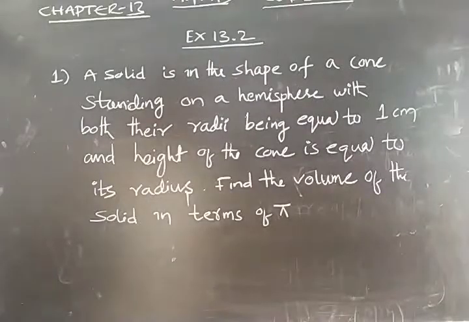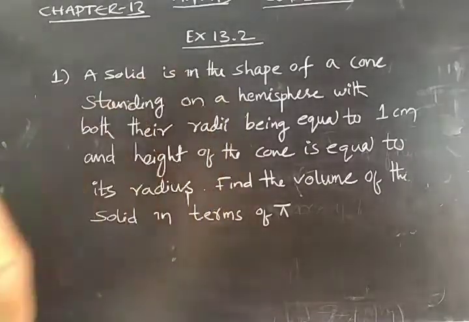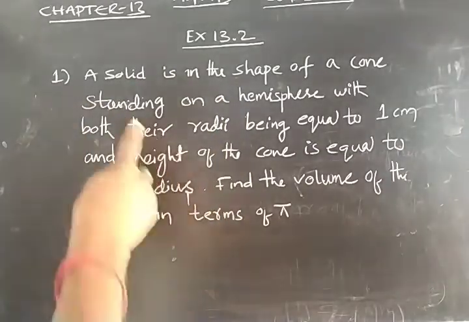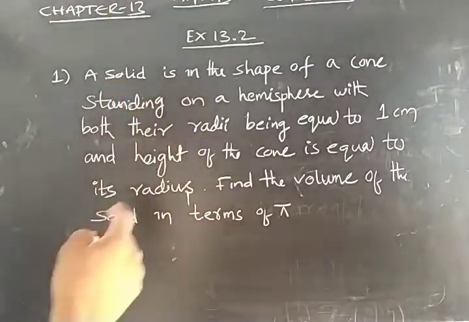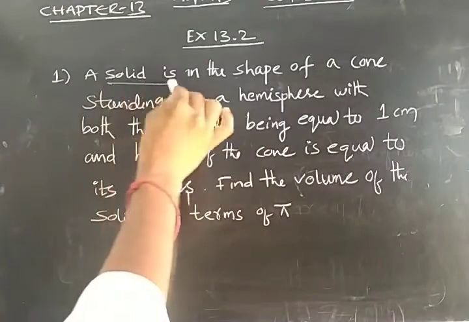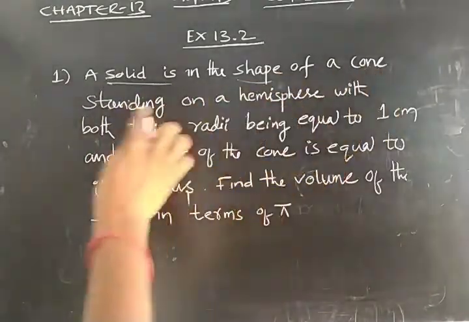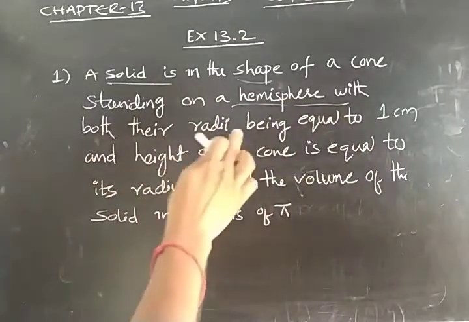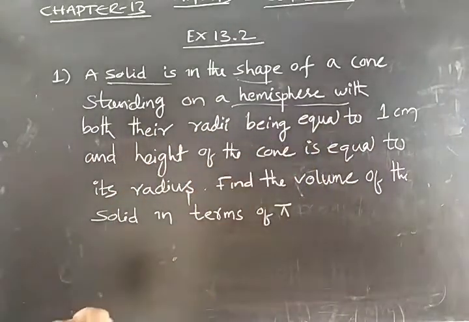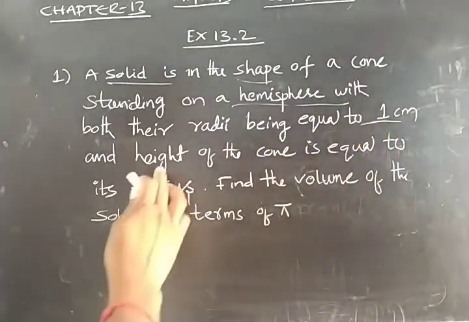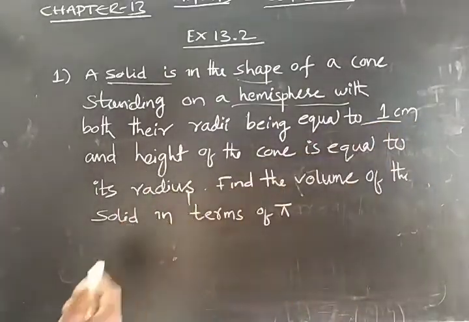Good morning, students. Today we are going to solve exercise 13.2. First problem. See what is given in the first question. A solid is in the shape of a cone standing on a hemisphere. The cone is standing on the hemisphere with both their radii being equal to 1 centimeter. So both the radii are equal to 1 centimeter, and the height of the cone is equal to the radius.